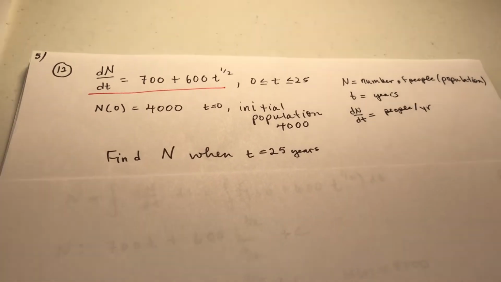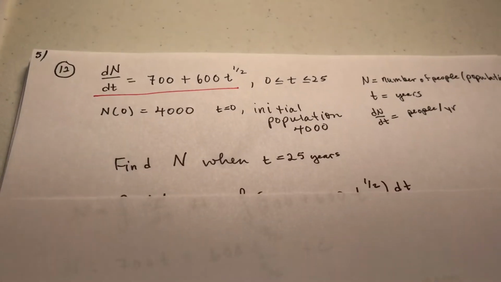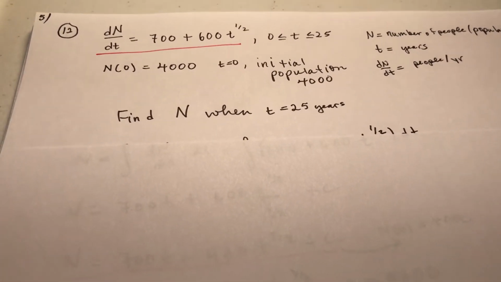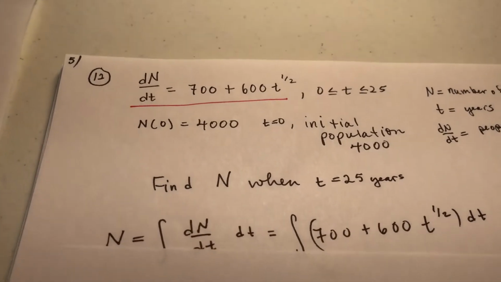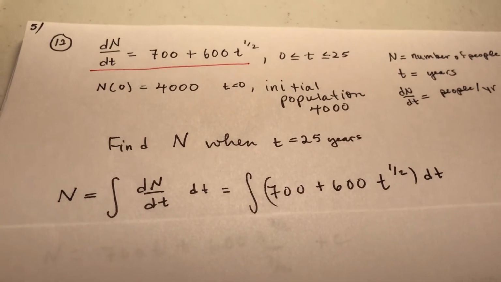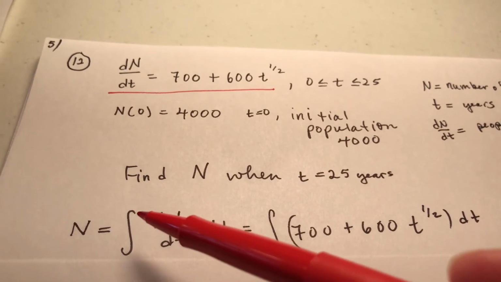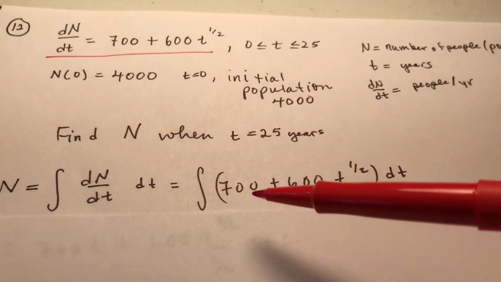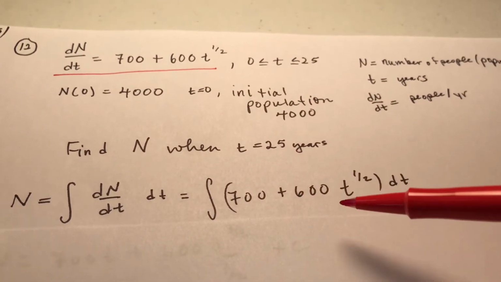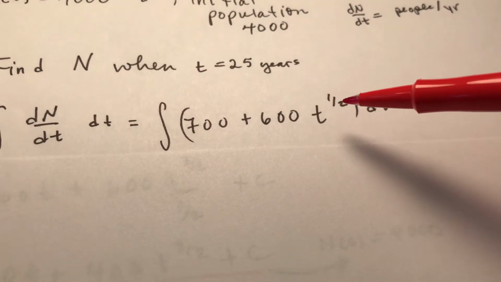Well, we have dN/dt, and we need to find N of t. So if I want to find N, I need to integrate dN/dt. So I'll show you that I did that. I put this integral of dN/dt dt, so we're doing the antiderivative. And since our variable is t, we put dt. And then I wrote the function that was given, the 700 plus 600 t to the 1/2. Now here it was written as a square root, but I might as well put it to the 1/2 power, because I'm going to use the power rule.